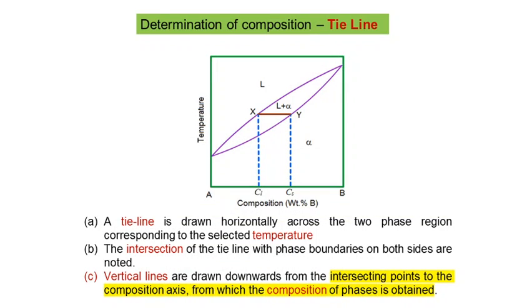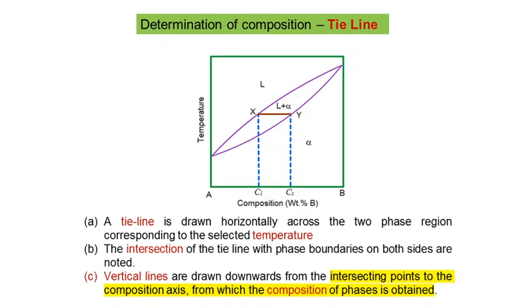So next we will discuss how to find this composition. Already we know that in a binary isomorphous phase diagram we have the liquid phase, the solid phase, and the region of liquid plus solid phase. If we are considering the inner region, the liquid plus solid phase, and want to determine the composition of the phase at a particular temperature, we draw a horizontal line corresponding to the required temperature. This particular line is called the tie line.